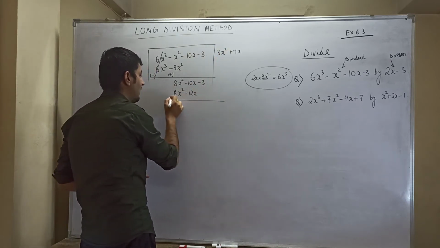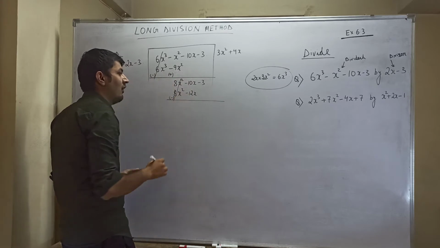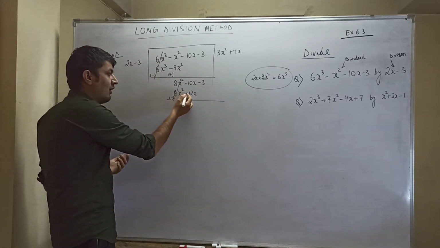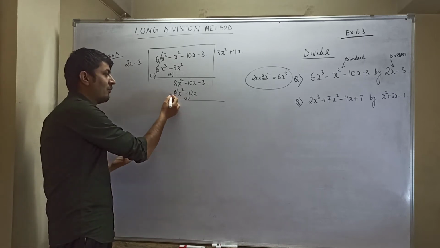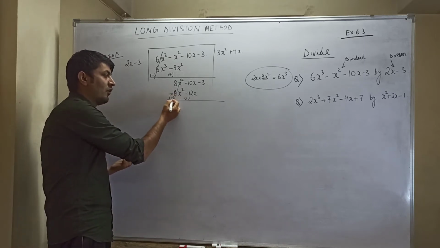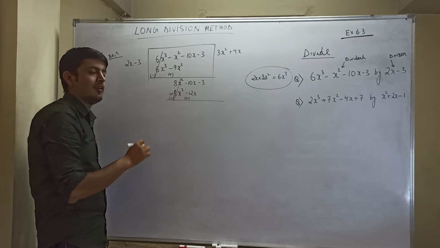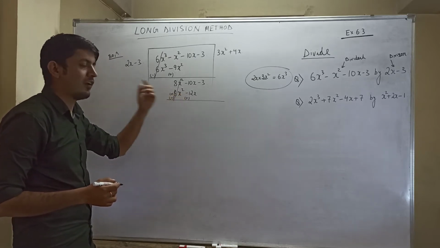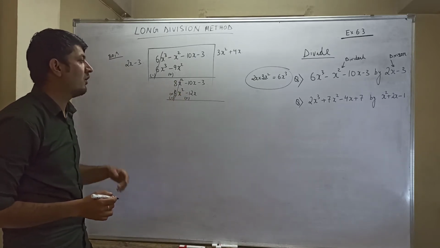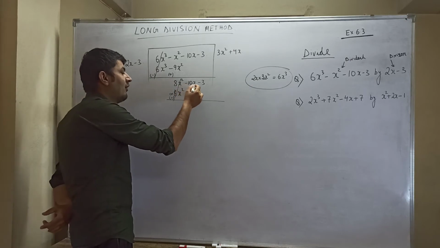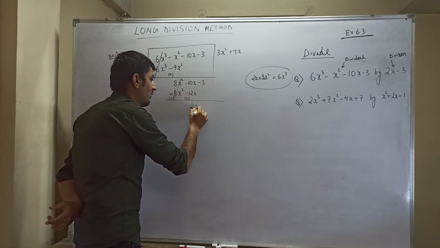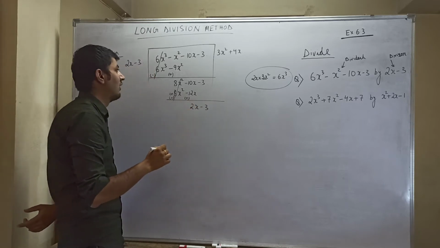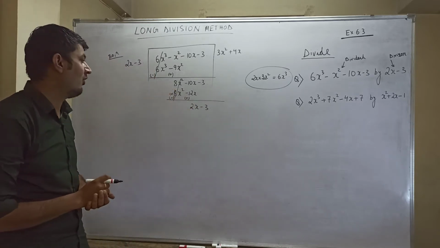Again you do subtraction. This will cancel out. Then here it is minus, which means you have to make it plus. Now again you do the subtraction, minus 10x plus 12x. So it will become 2x minus 3.